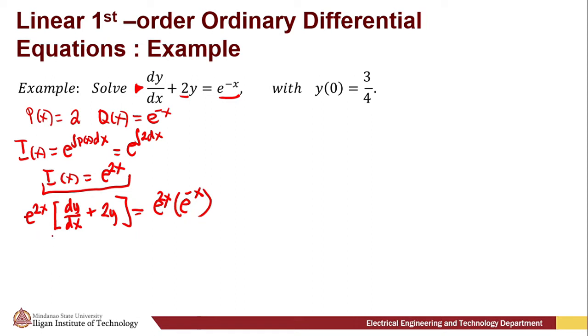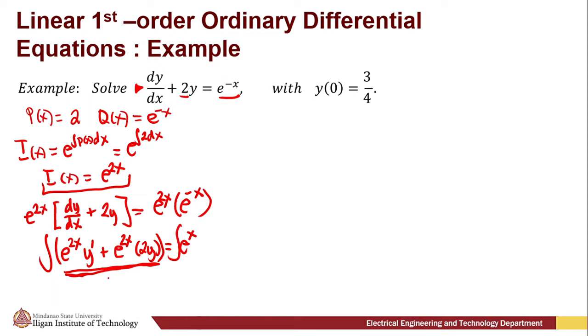Distributing our integrating factor, we have e raised to 2x y prime plus e raised to 2x times 2y equals e raised to x. To find the solution for this differential equation, we are going to integrate both sides of our equation.